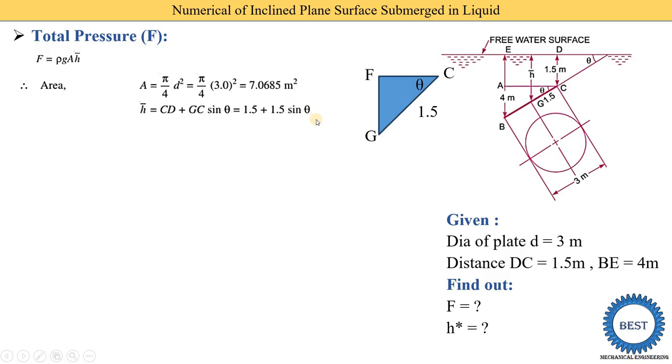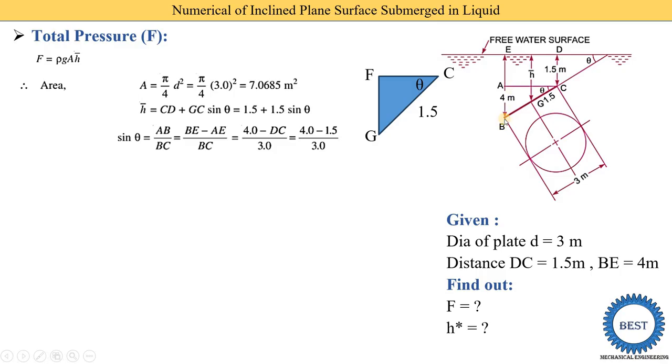CG is 1.5 into sine theta. But here we do not know the value of theta. So here the value of h bar is in the form of sine theta. So first we need to find out what sine theta is. To find sine theta, we apply this equation for the bigger triangle.